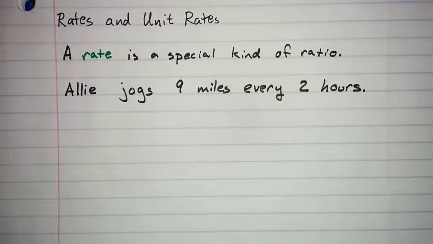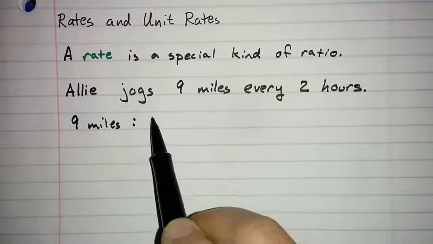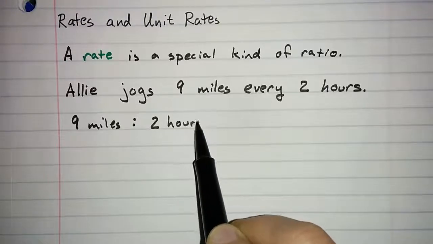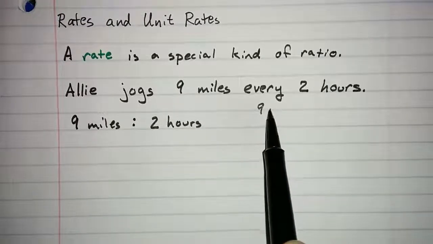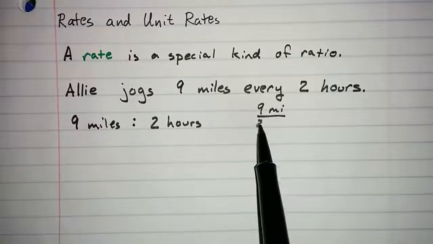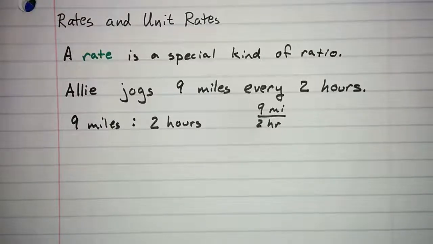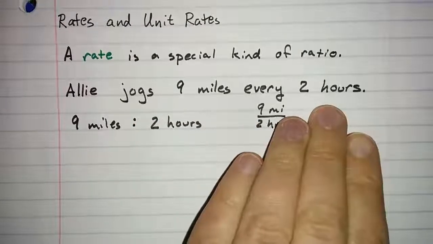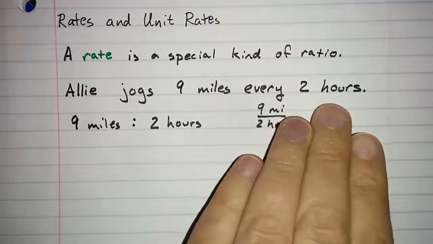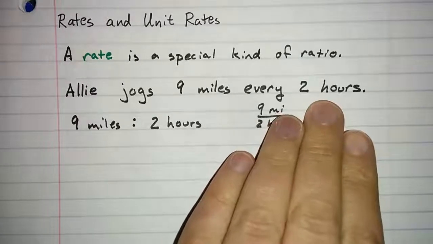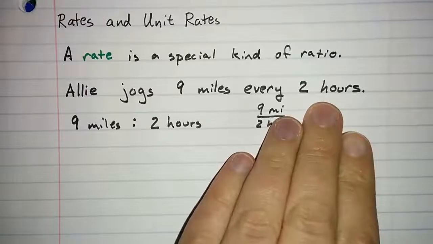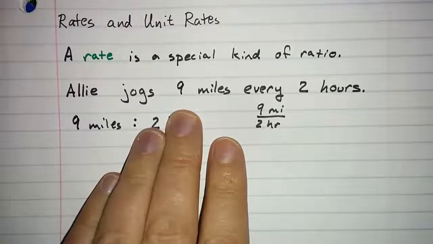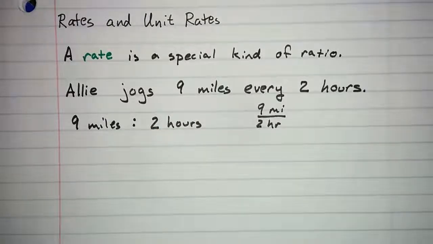We can certainly describe that as a ratio, 9 miles to 2 hours, or in fraction notation, 9 miles per 2 hours. What is it about this ratio that makes it a rate? Well, there's a suggestion here that if we change the number of miles that Allie jogs, the amount of time that she'll take will automatically change. If we change the amount of time that Allie jogs, the amount of distance she jogs will automatically change.